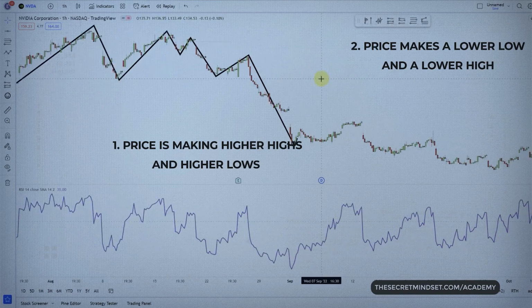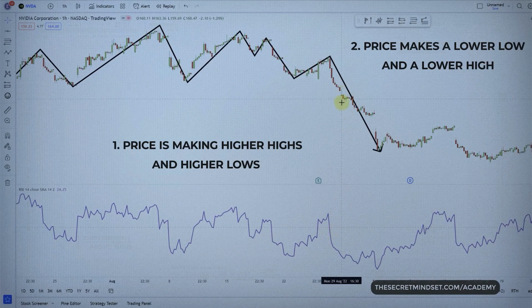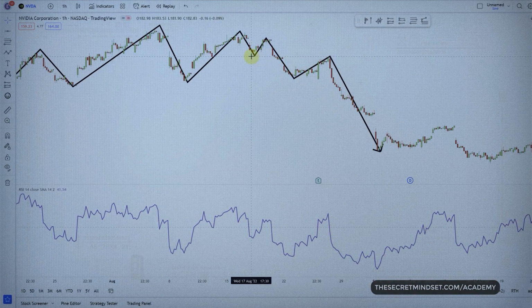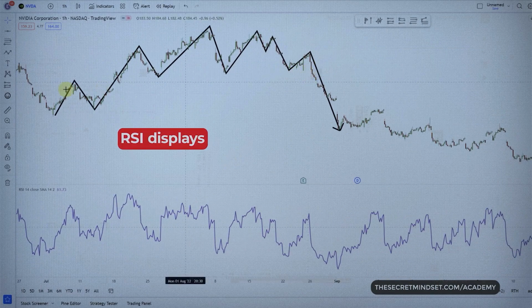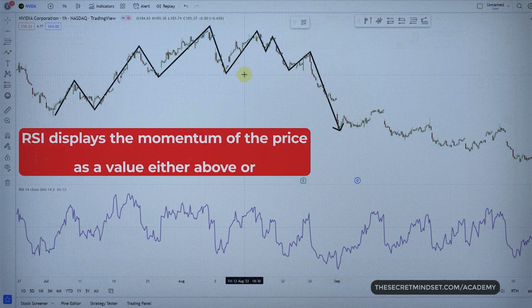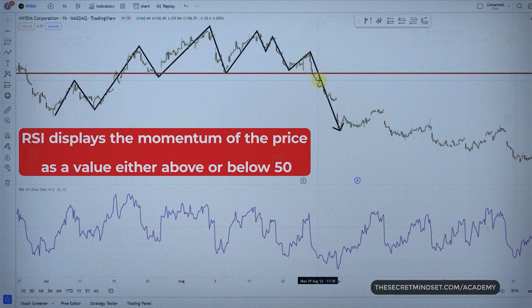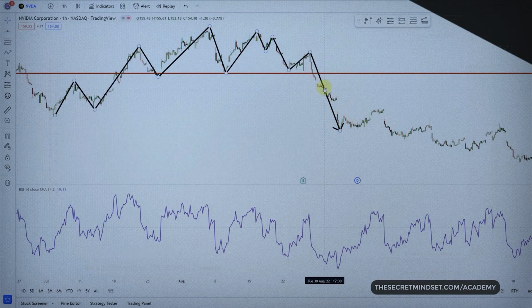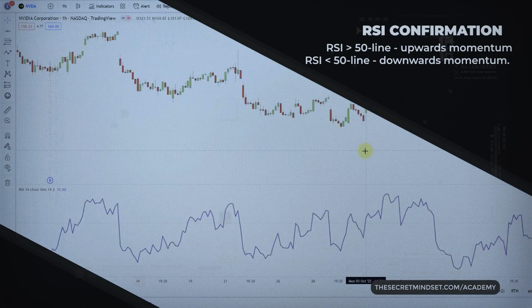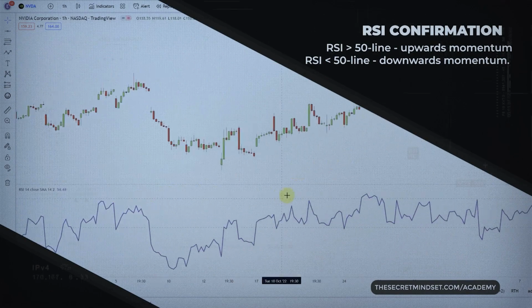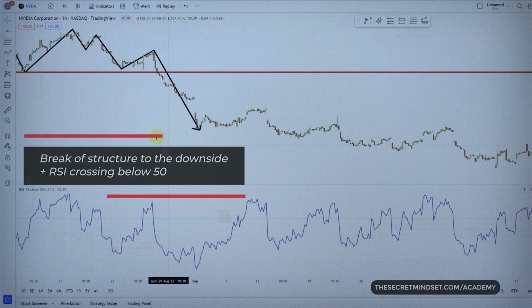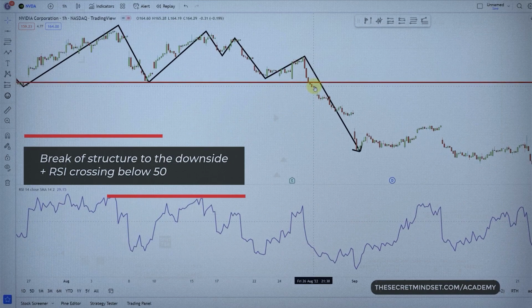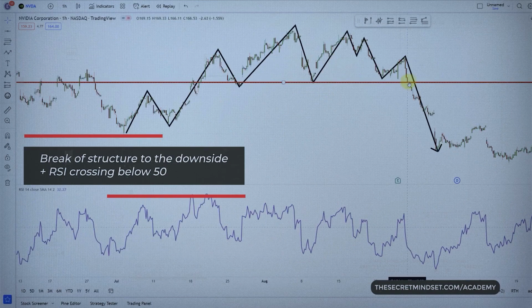I like to confirm this break of structure with the RSI's 50 level. Yes, it's a lagging signal, but nonetheless, it's a good confirmation to have. The RSI displays the momentum of the price as a value either above or below 50. When the RSI is above the 50 line, price has upwards momentum, and when RSI is below 50, we have a downwards momentum. A break of structure to the downside, with the RSI crossing below 50, represents a solid opportunity to short the market.